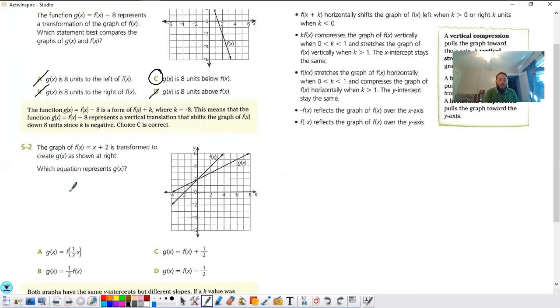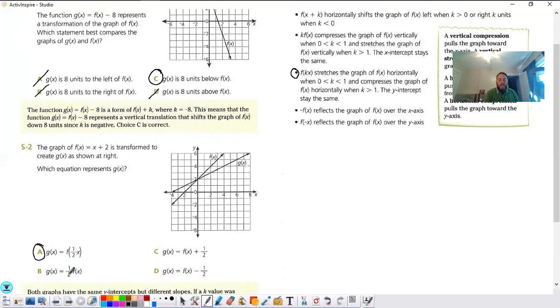So if we're looking for the equation that represents g of x, what we're going to do is match which one of these up here matches with our graph. If we are flattening it, and the y-intercept remains the same, we're actually multiplying inside of our function by a value of k. So choice A multiplies inside by k, and that's where we get this function g of x.